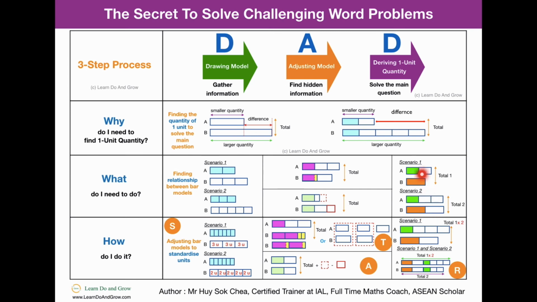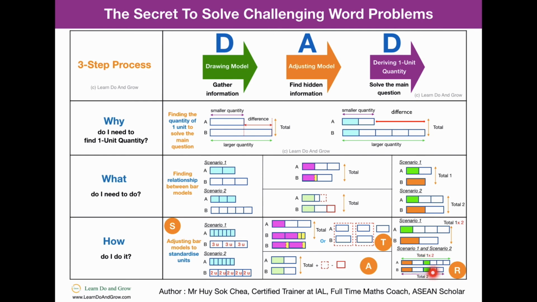So I take scenario 1, I times 2. So what happened is this. The moment I times scenario 1 by 2, this is how it looks like. I have 2 over here, and over here I times 2, I have 4. And the total I need to times 2 because everything increased by 2 times. And from over here, I compare scenario 1 and scenario 2.